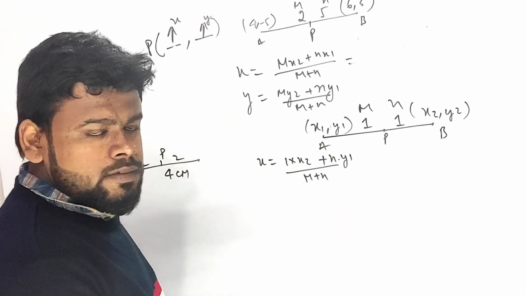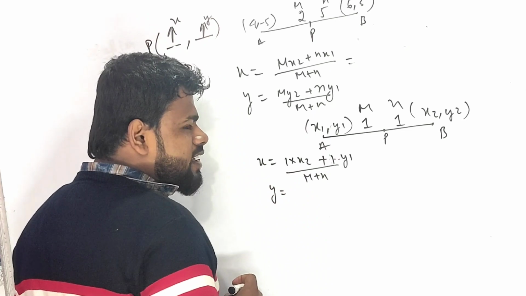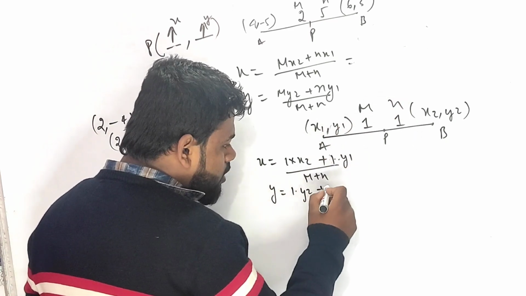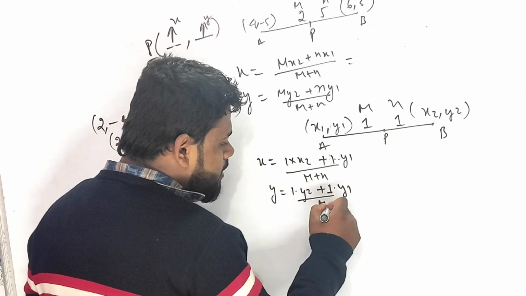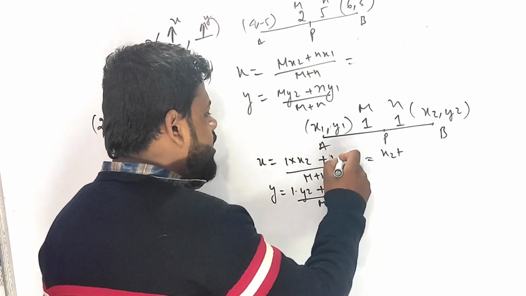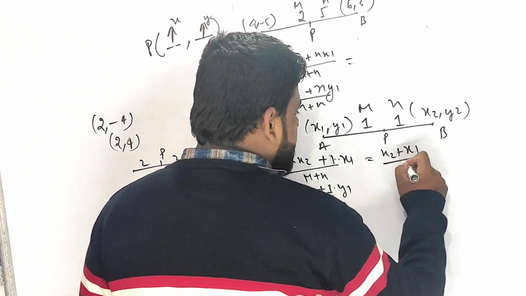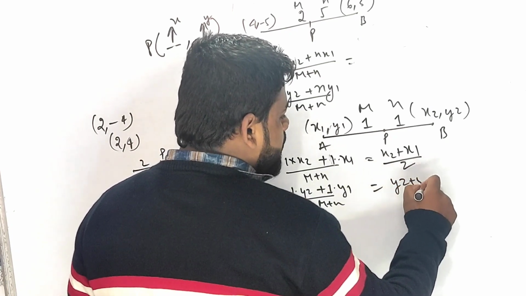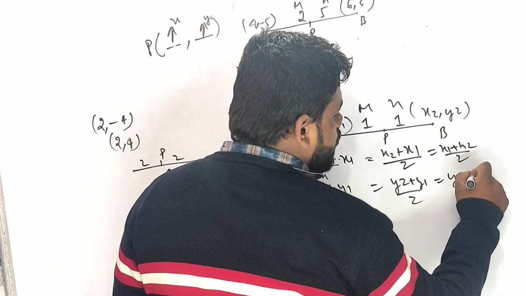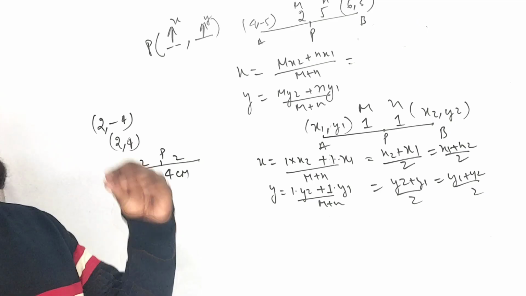राइट, दिस इज द फॉर्मूला। चलो n का मतलब 1 करते हैं ना, n की जगह में 1 होगा। y equals to, in case of y, my2 plus ny1 upon m plus n, n की जगह में 1 into y1, divided by m plus n. So let us understand, 1 into x2 is x2 plus 1 into x1, x1 by 2, and here will be y2 plus y1 by 2. थोड़ा सजा देते हैं, कुछ इस प्रकार का बनेगा: x1 plus x2 by 2 and here will be y1 plus y2 by 2. This is known as the midpoint formula.